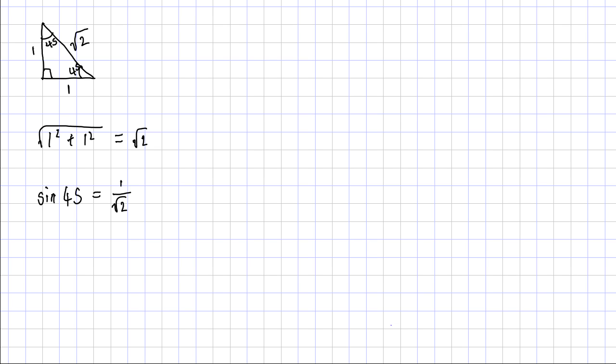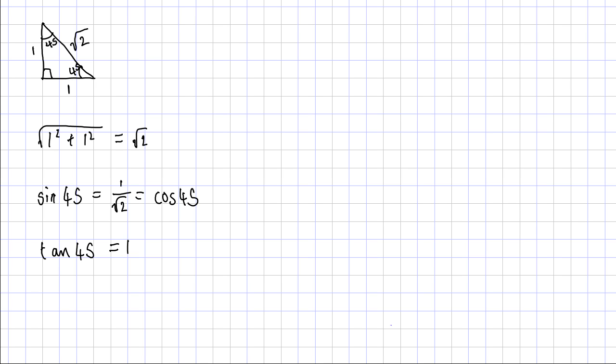Now also I can see that cos 45, which is adjacent over hypotenuse, is also going to be 1 over root 2. So I can say that this is also equal to cos 45. Now I can find the tan 45 as well. Tan 45 is opposite over adjacent, so that's 1 divided by 1. That's just 1. So tan 45 is equal to 1. So we've worked out sine 45, cos 45 and tan 45 in exact form, and we're not using a calculator. So this is something that we need to be able to do.